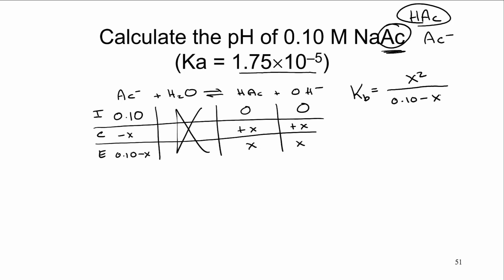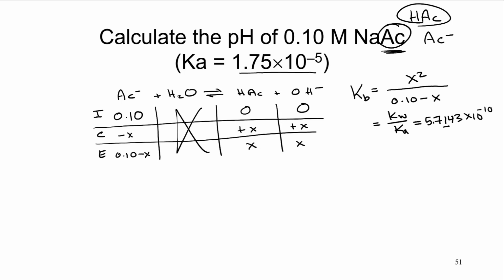Now, what is my Kb value? I have to calculate that. So I'm going to do Kw divided by Ka. And that value ends up being 5.7143, and it has 3 sig figs, so I'm just carrying some extra digits in my calculation, times 10 to the minus 10.